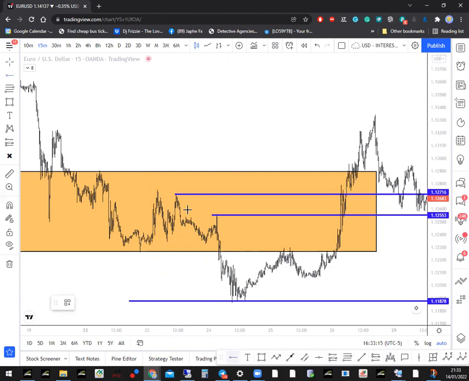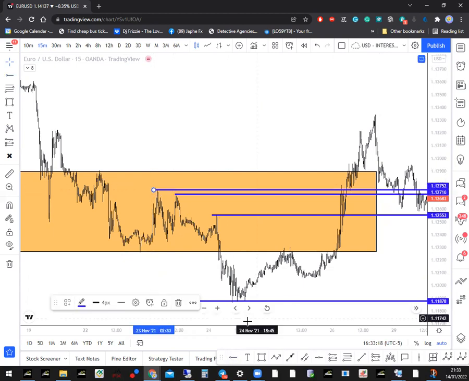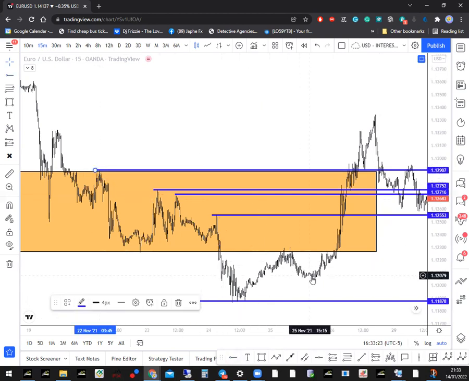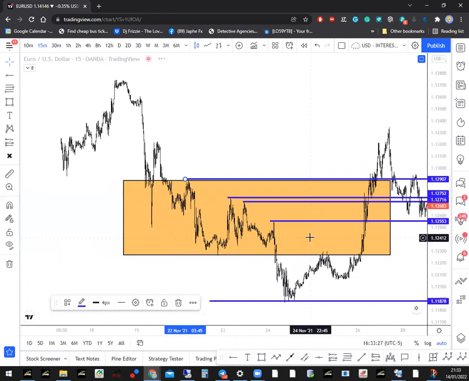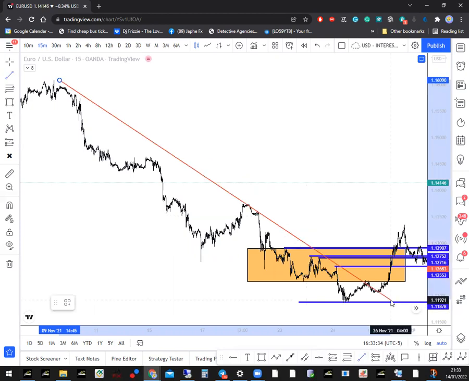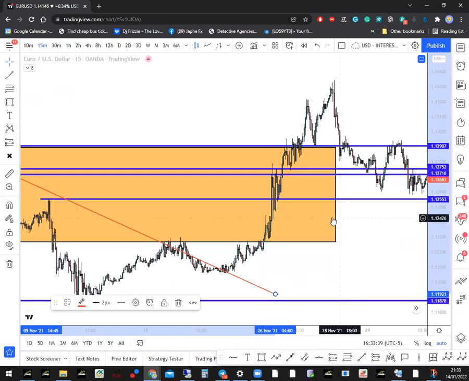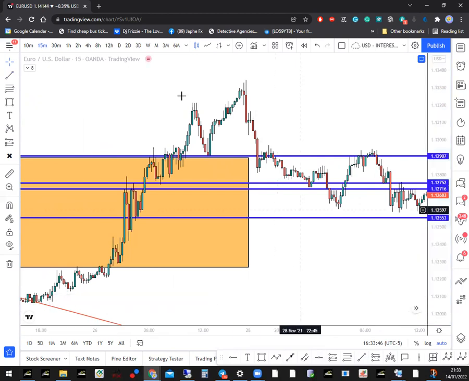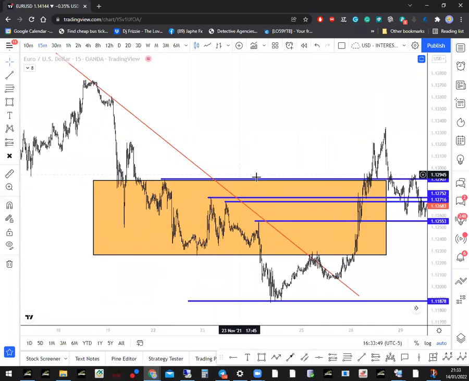And then this high right here has been taken out. So we've had this push to the upside, taking out all these highs. If you're doing your retail mind, whatever, this is your trend line, and it has broken it also. So it's signifying that a very bullish move is about to happen. It's telling you that it is bullish. So that is what we call breakers.